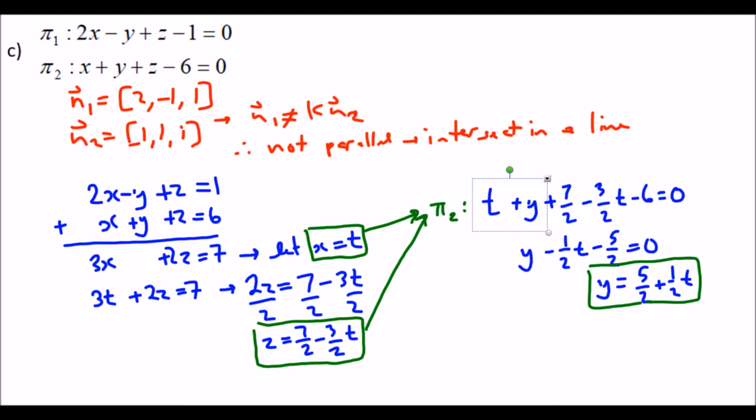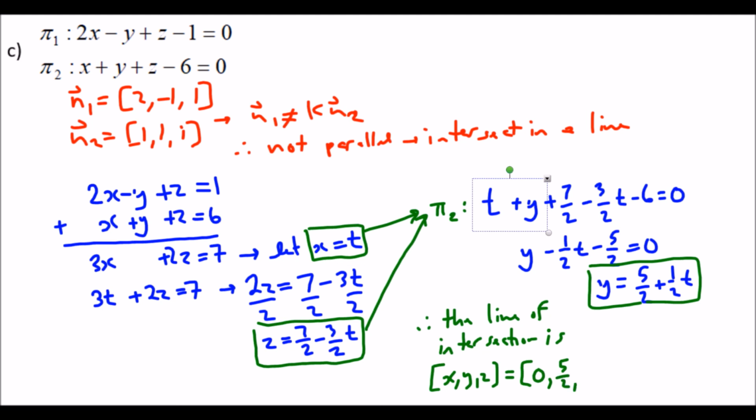And so what's my final equation? Well, my final equation is the line of intersection. The line of intersection is, here we go, (x, y, z) is equal to, look at the constants. There's no constant of the x here, so it's going to be 0. The constant of the y is 5 over 2. And the constant of the z is 7 over 2.